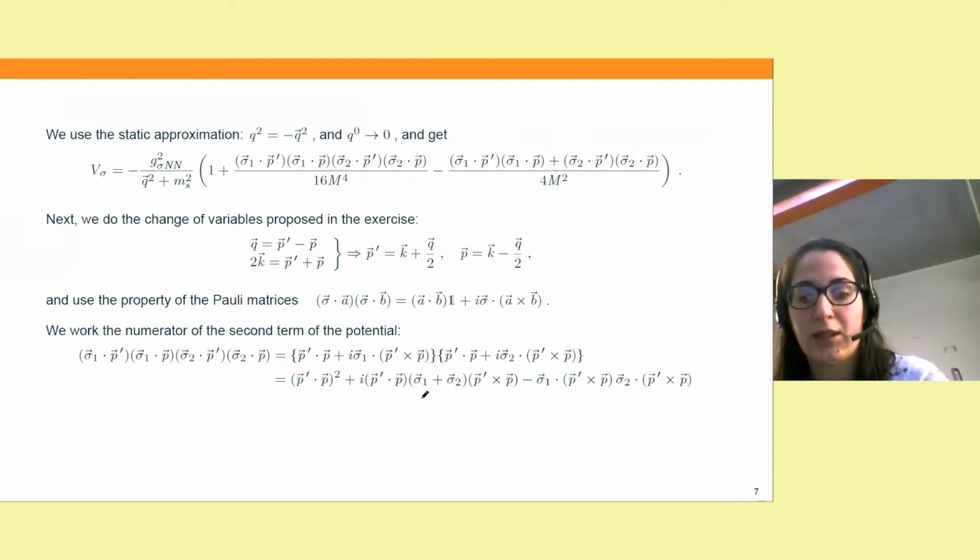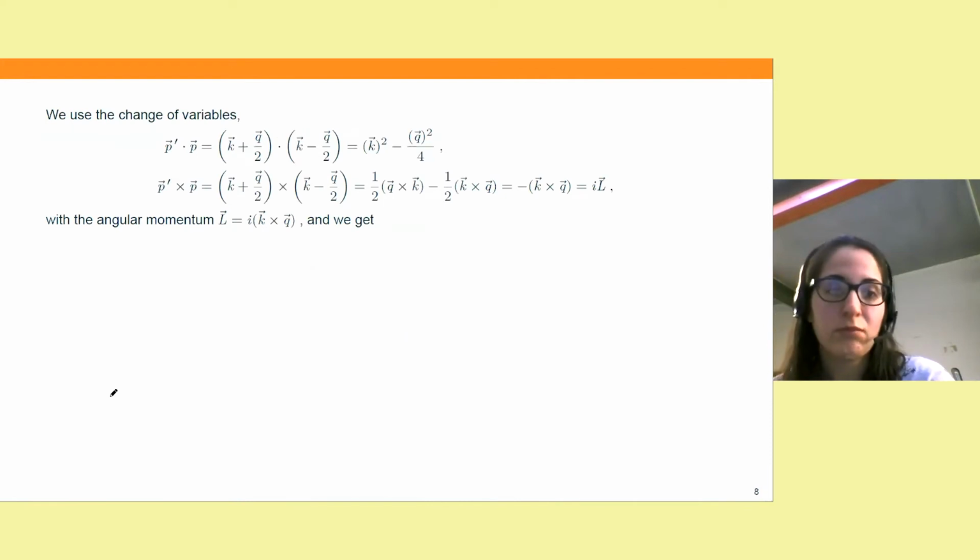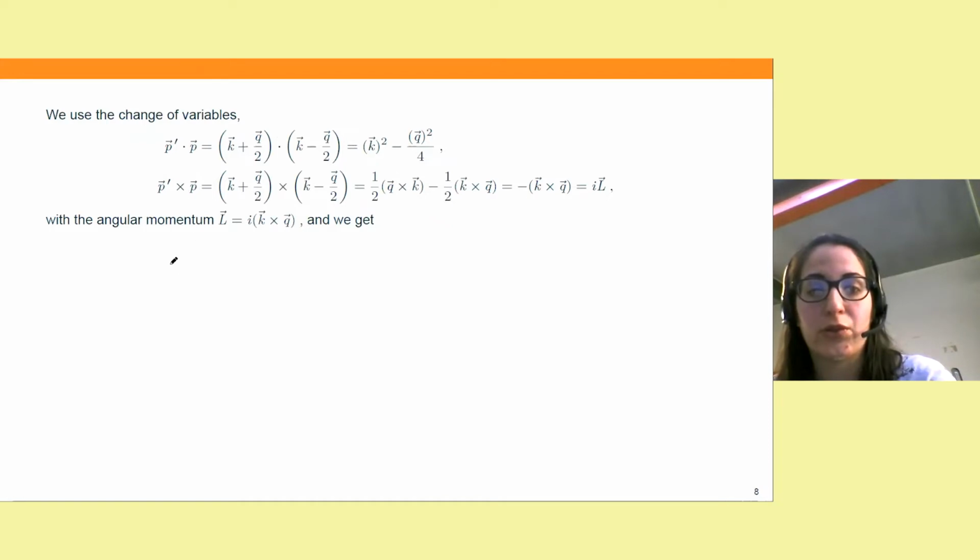So we can take a common factor and we get this here, right? And then the product of these two second terms. So we have i times i, this gives us this minus sign here. And we have the Pauli sigma 1 times the vector product and the Pauli sigma 2 times the vector product again. And now we introduce the change of variables that we said that we would introduce, okay?